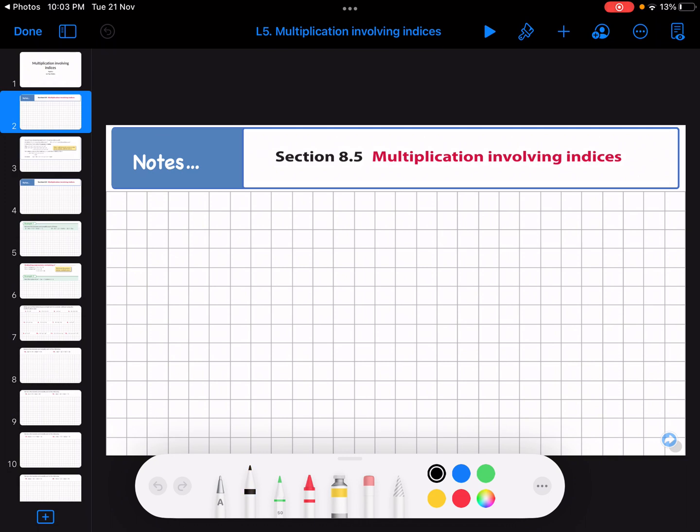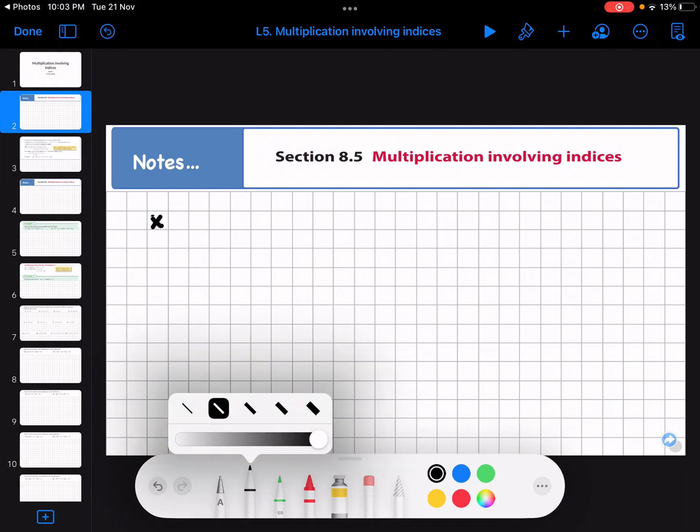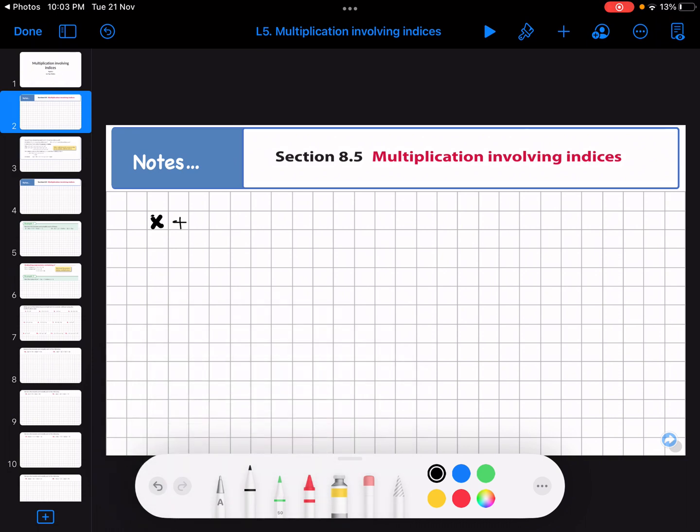So when you're adding an unknown value like x plus x, you will get 2x. x plus x plus x, you will get 3x. 2x plus x will also give you 3x. However, these are all adding.